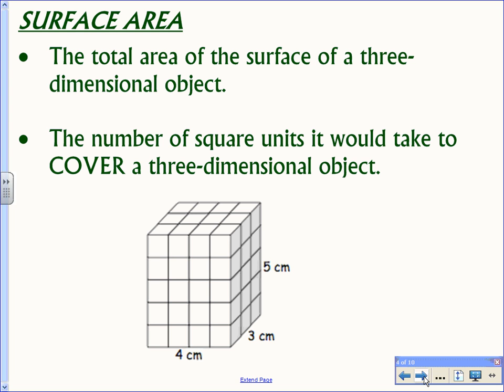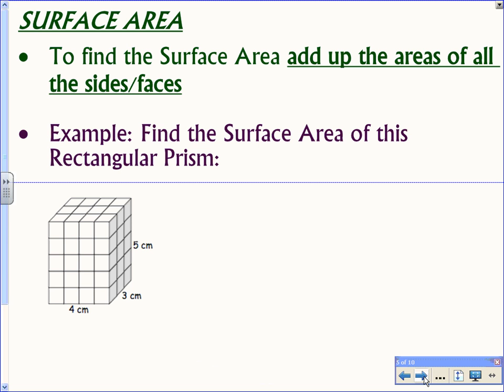When you wrap a present, you want to think, how many squares of wrapping paper do I need to cover this whole box or this whole present? It's also the amount of material a company uses to make a box. So however much cardboard they need tells you the surface area of that box. So today we're going to learn how to find surface area and volume. To find surface area, you add up the areas of all the sides or faces.